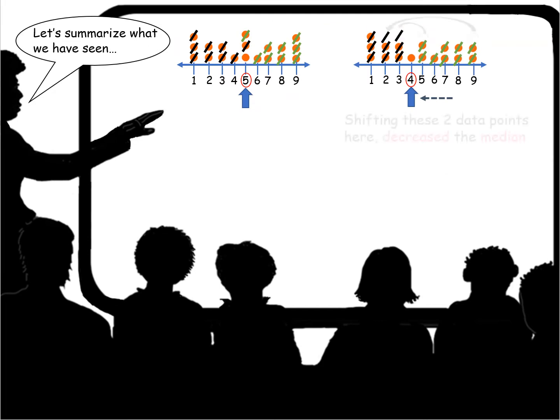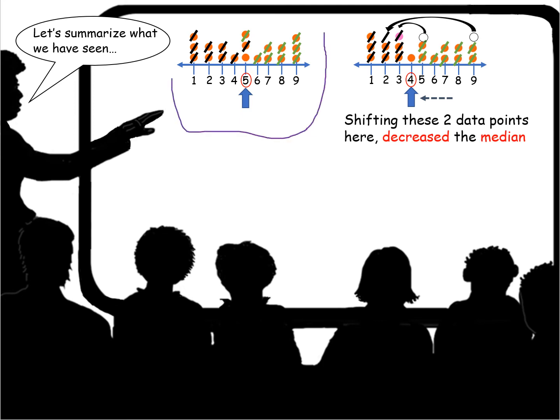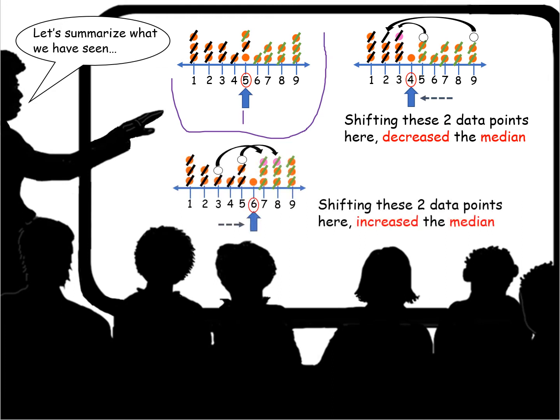So let's summarize what we've seen. We have an initial data set here, and we find that our median, this is our median right here, is 5, and we do that by just crossing off left and right till we have one left, or we have two left, and we add those and divide by 2. And if we were to shift this data point to here and this data point to here, so that one didn't show up, but we'll put it in there.